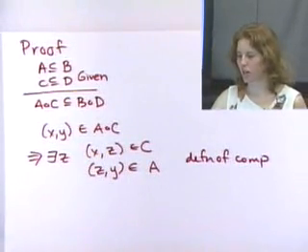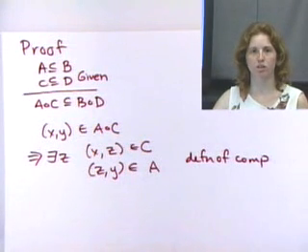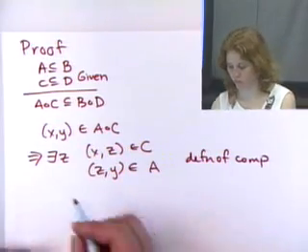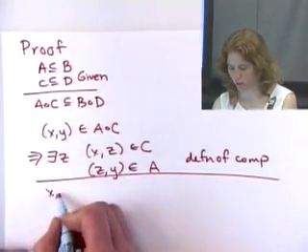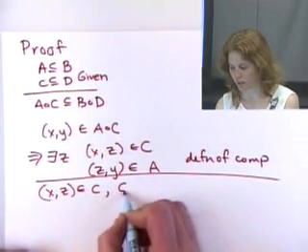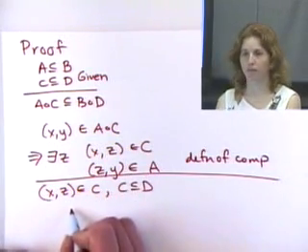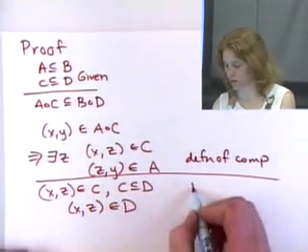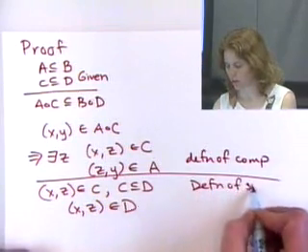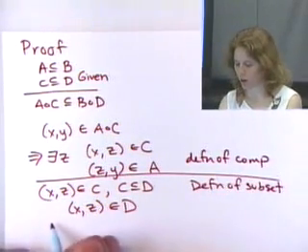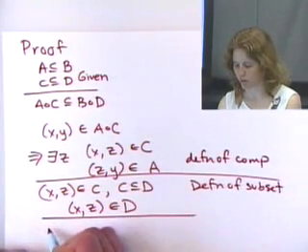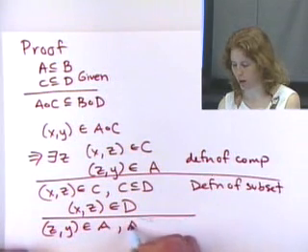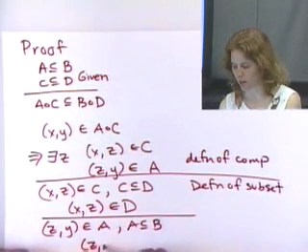Okay, but if I know x, z is in C, then where else is it also? Also in D. So using our givens, if x, z is in C and C is a subset of D, then what? Yes, x, z is also in D. So this is the definition of subset. And likewise, I can do the same thing with z, y. That's in A, but I know A is a subset of B, so z, y has to be in B, right?